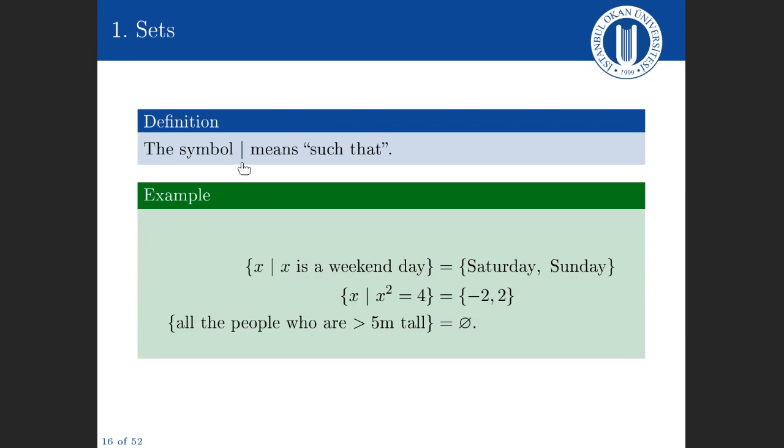Another symbol, this vertical line means such that. So for example, if I had the set X such that X is a weekend day, then this set must be the set containing Saturday and Sunday. If I had the set of X such that X squared is equal to 4, then this is the set containing -2 and 2. If I had the set of all of the people in the world who are more than 5 meters tall, then this is the empty set, because there's nobody in the world who is more than 5 meters tall.